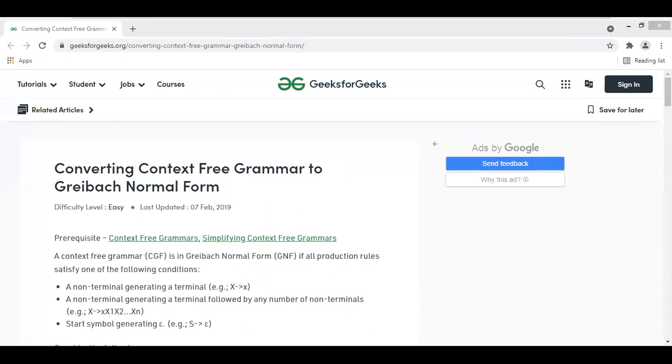That means the syntax of CNF is: variable tends to at most two variables, not more than two. Only two variables are allowed or accepted there, or else variable tends to directly a terminal, right? And you need to get the given grammar into the format of these two. And initially, what you need to do is simplify the given grammar, and for the simplification we have three ways of reducing the given grammars.